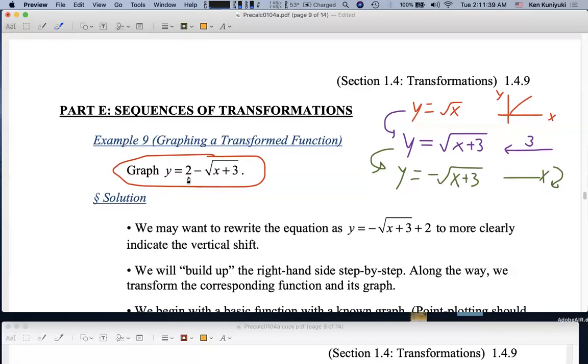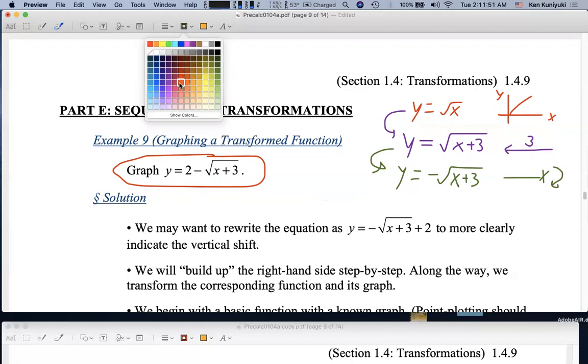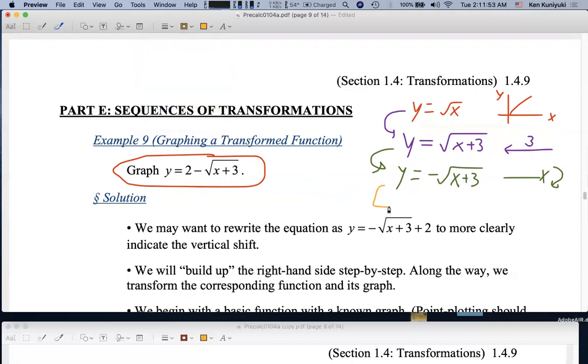Finally, we add 2. And some students might want to rewrite this so that the plus 2 is at the end. That's fine. It doesn't matter. But let's do that at the end. Add 2: y equals 2 minus root x plus 3. And what impact does adding 2 have on the graph we get from the green? We're going to go up 2 units.